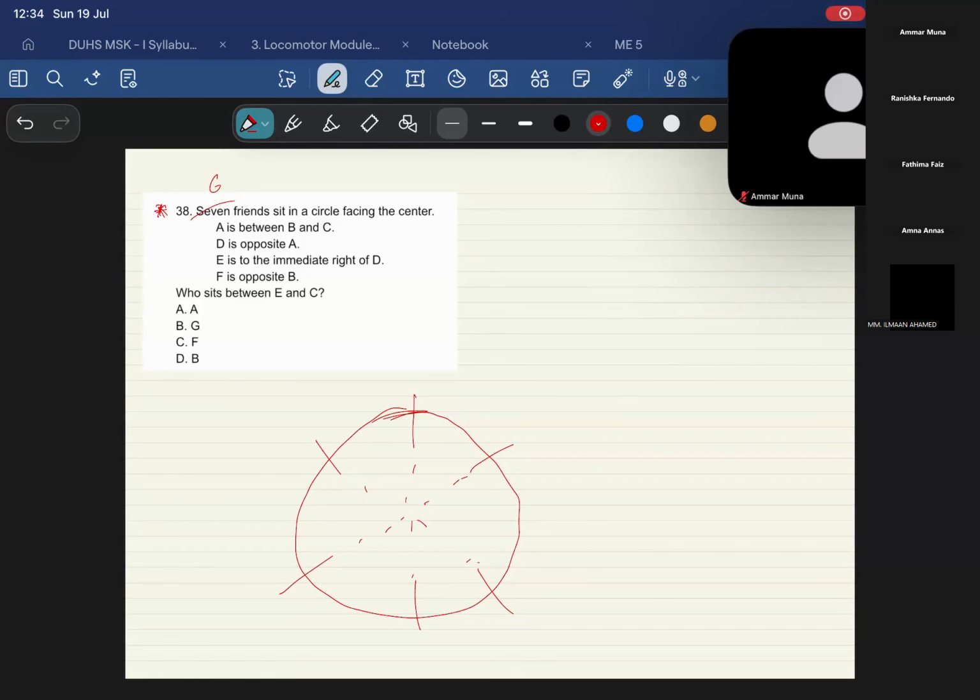So A is between B and C. So what you all should do is draw it. So B and C is here, and A is in between them. And D is opposite A. So D is seated opposite A. E is to the immediate right of D. So since they are facing the center, this would be his right, of D. So E should be sitting here. So this is just an example on how you all can approach this question, because we can't get a proper answer because there's an error in the answers or the question. So I hope you all got a rough idea on how you all should approach this sort of question. So let's move on to our next.